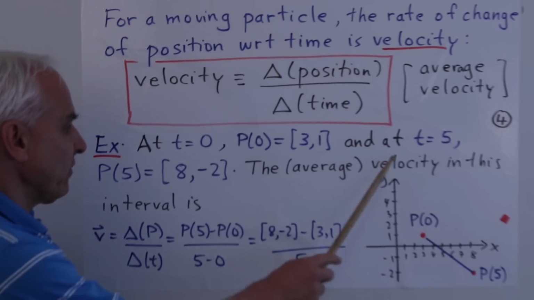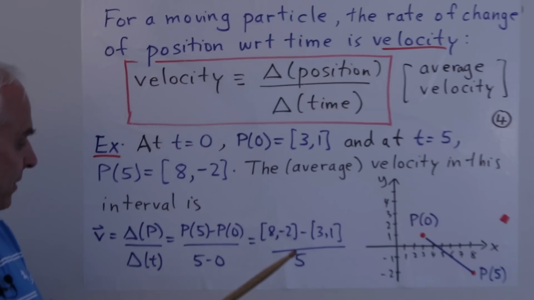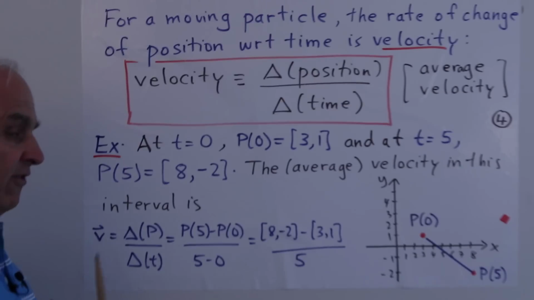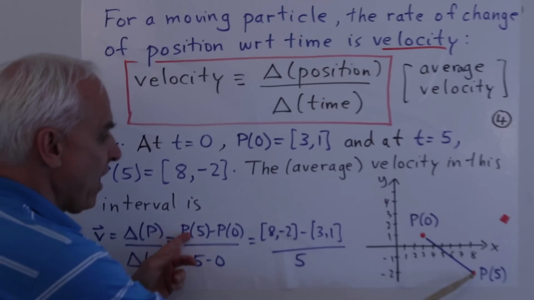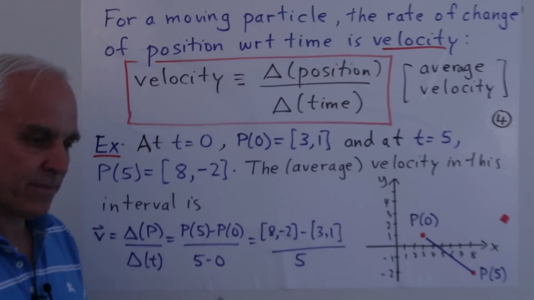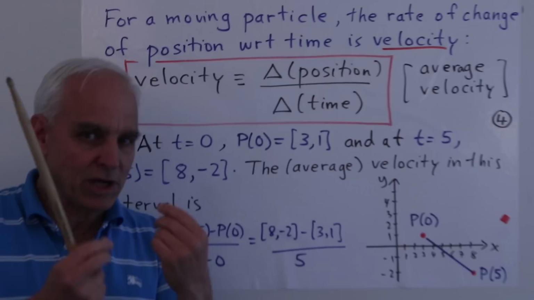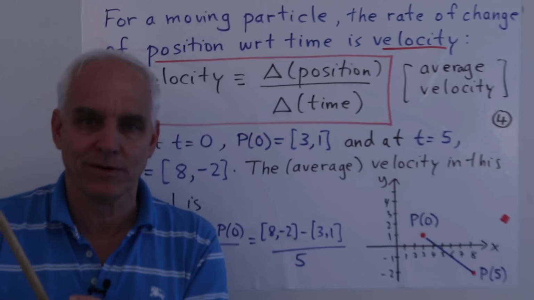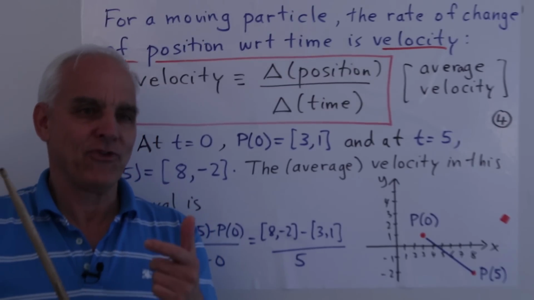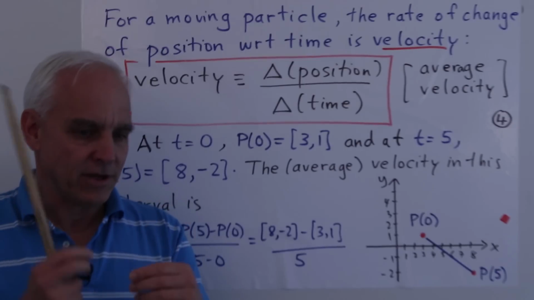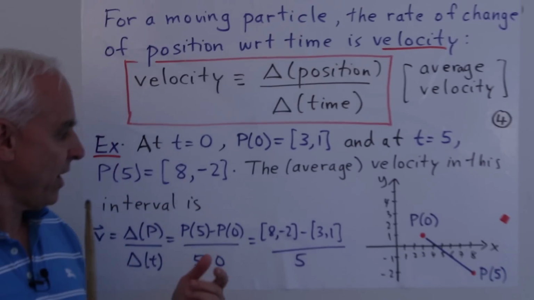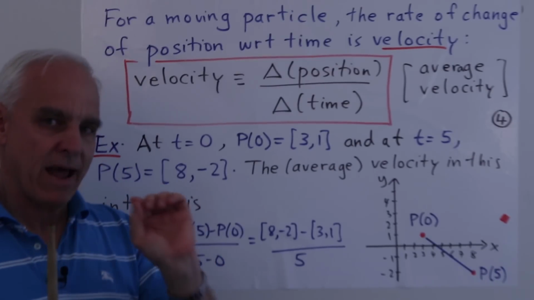Okay, so what's the average velocity in this interval? Well, it's the change in position over the change in time, and this is a vector quantity. So we're talking about p of 5 minus p of 0. I remind you that the difference between 2 affine points is a vector. So it really helps for us to have that concept right here. The difference of points is a vector, so this numerator here is automatically a vector.